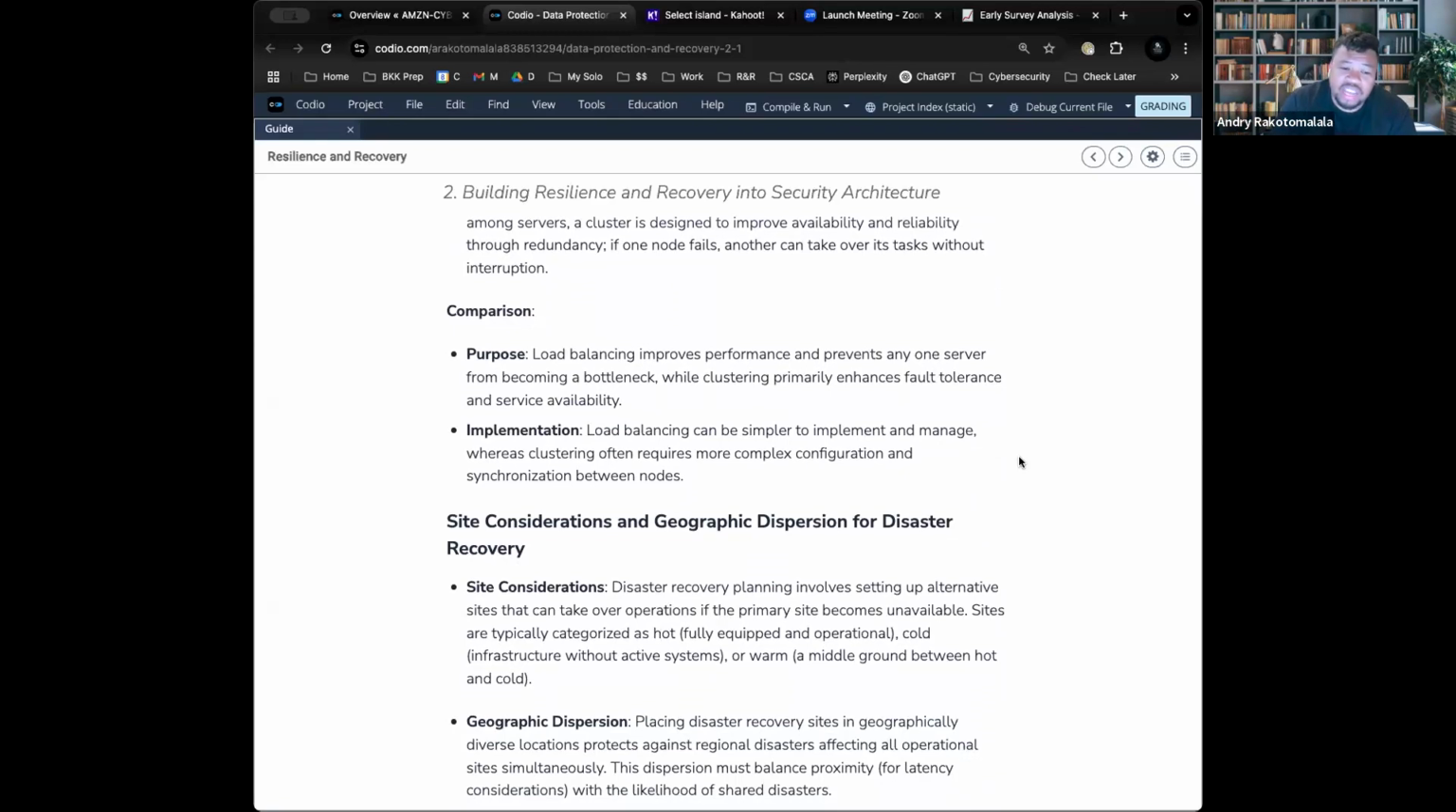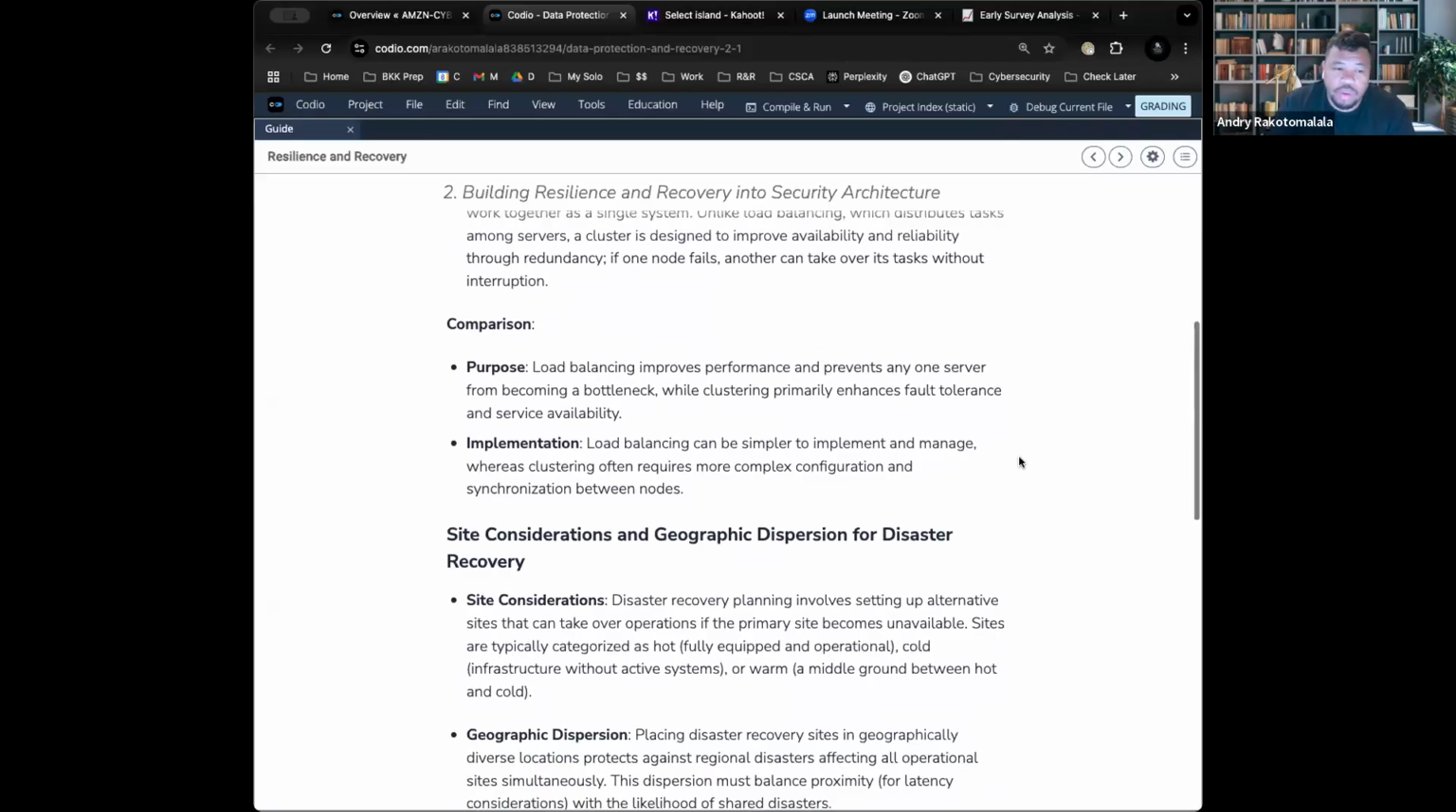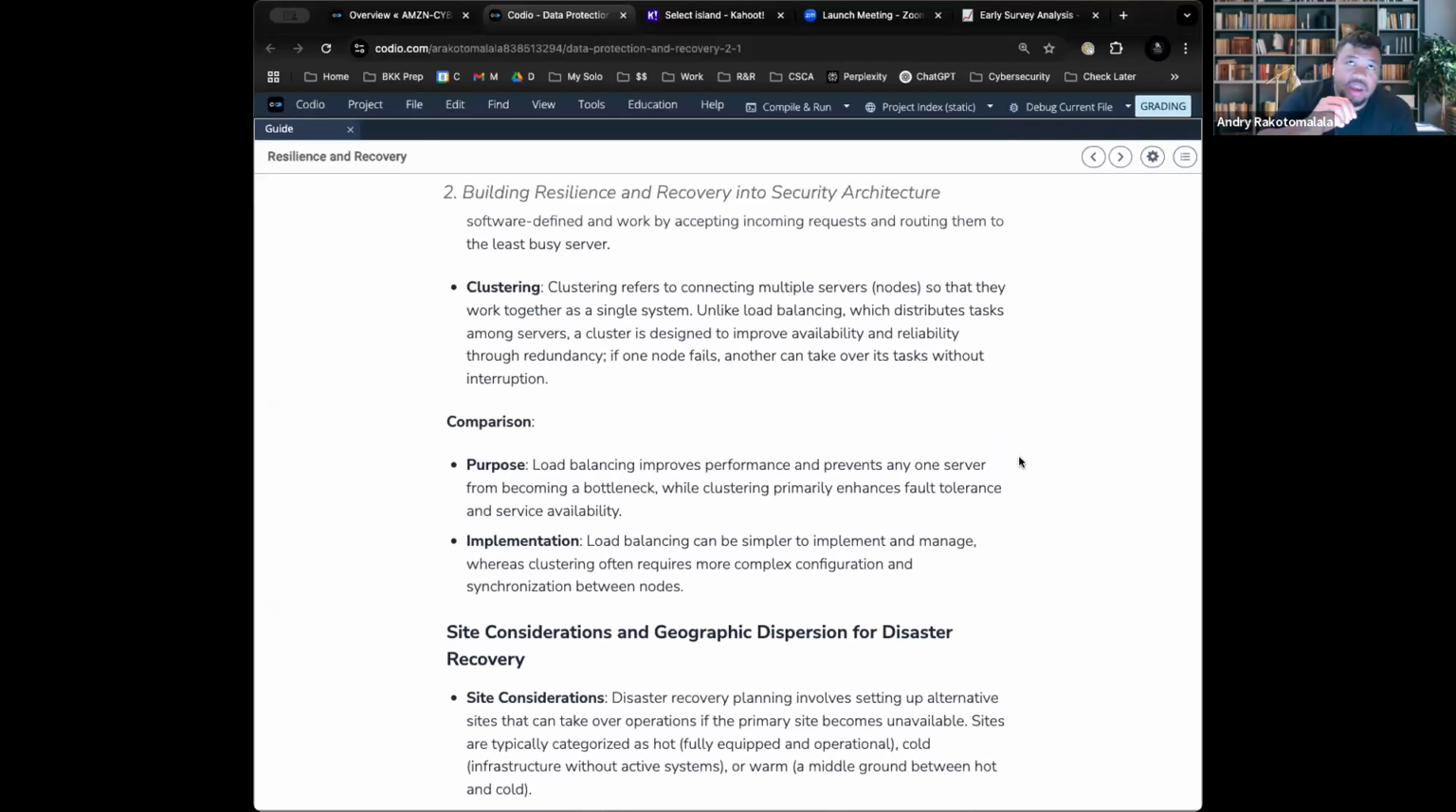And clustering is what we call fault tolerance, where we try to make sure that there are different features, different servers that can take on the load. And then if one of them were to fail, we can then fail over to the next one. We'll talk about failovers later on.